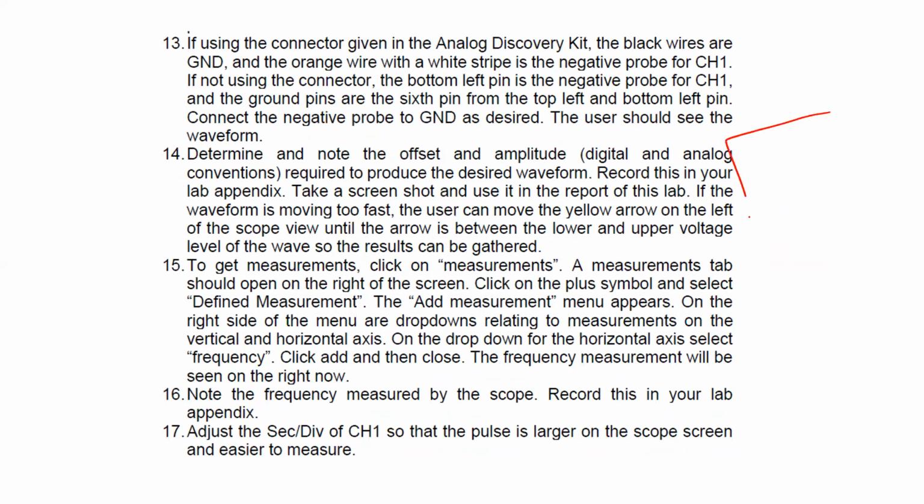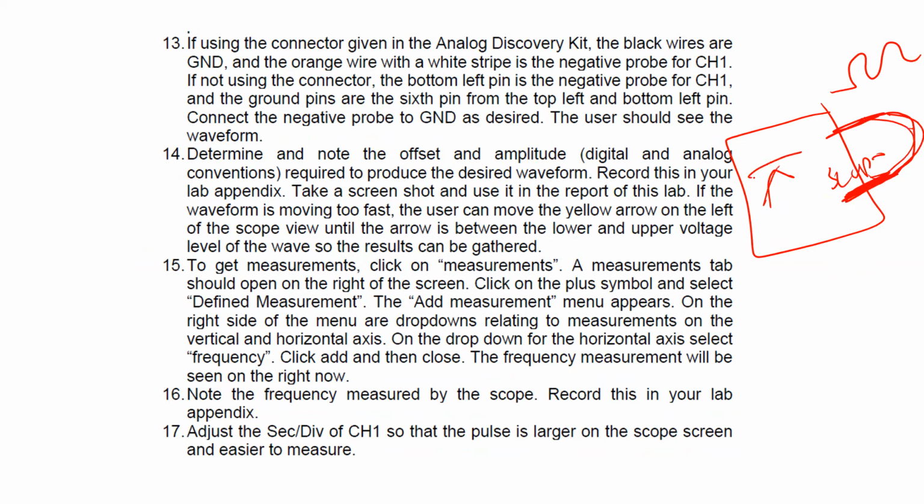So now what I did here, using the Discovery Kit, I generated the signal, and then I have another signal here. Sorry, I have here the scope. So I need to connect it here so that I see the signal here. Also, you need to connect the ground. So I'm giving you some details about what you have to do.